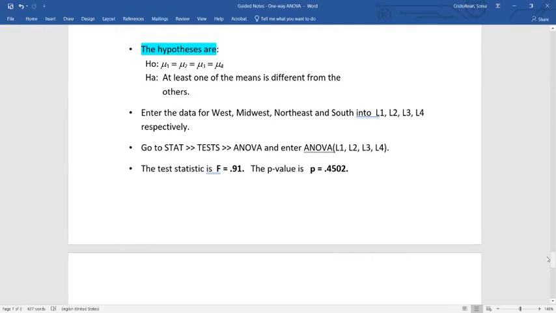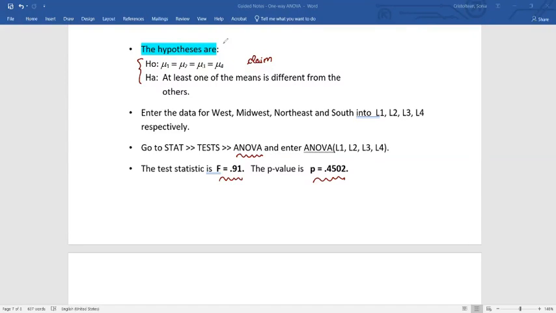Now that you have those lists in your calculator and you performed the ANOVA test, let's take a look at these results. First of all, don't forget you have to write down the hypotheses. The first hypothesis was that all of those means are equal. And the second, or alternative, hypothesis is that at least one of these means is different from the others. Now keep in mind the claim in this case was the top one, and this is a right tail test. After you performed the ANOVA test, your test statistic value should have been 0.91, and the p-value, look at this, is 0.4502, which is a very large p-value.